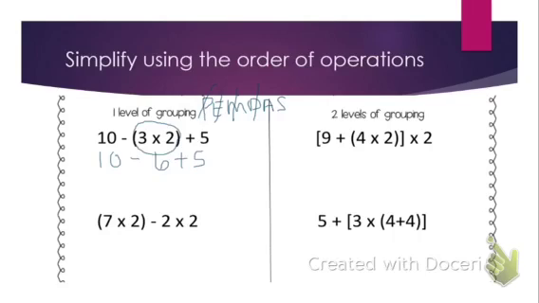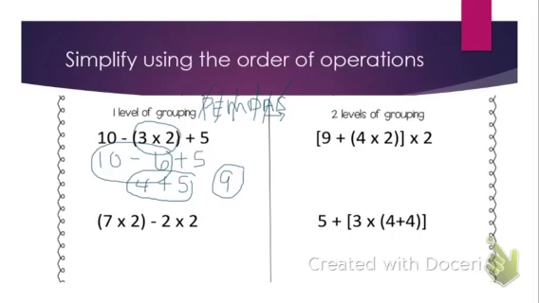D is for division. I don't see division, but I do see addition and subtraction. And when you see addition and subtraction, you perform the operations from left to right. So first I need to subtract 10 minus 6 because the subtraction symbol appears first. It's on the left. So 10 minus 6 is 4. I bring down the addition symbol and the 5. And then I add 4 plus 5 is 9. And that would be my answer.